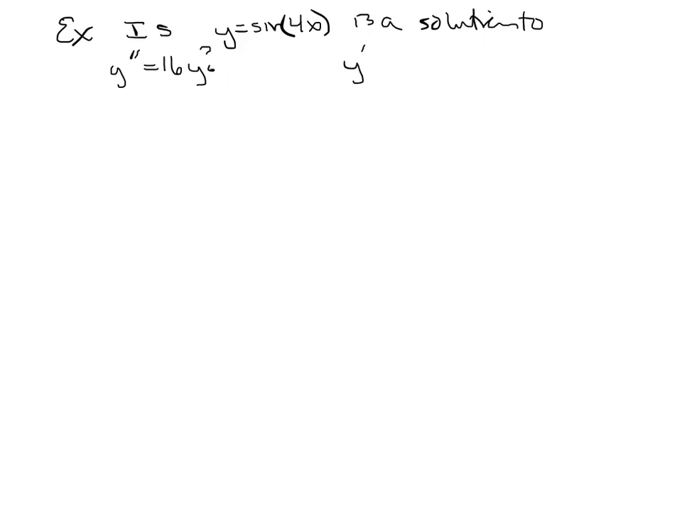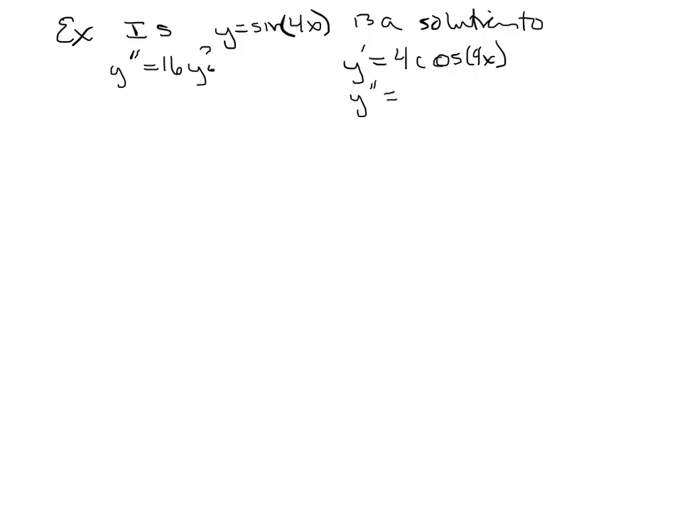So let's see if y equal to the sine of 4x is a solution to y double prime equals 16y. So we're going to plug that y in there. We can plug in y, that'll be fine, but we need to plug in a second derivative. So let's find that. Now the first derivative of sine is cosine. And then we'll have to multiply by 4 because of the derivative of the inside part.